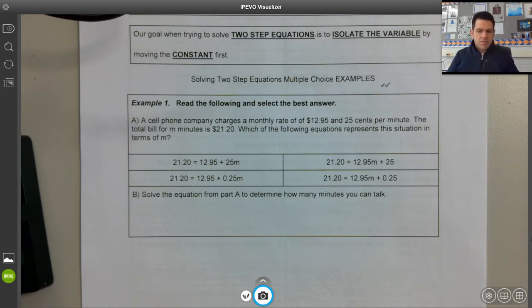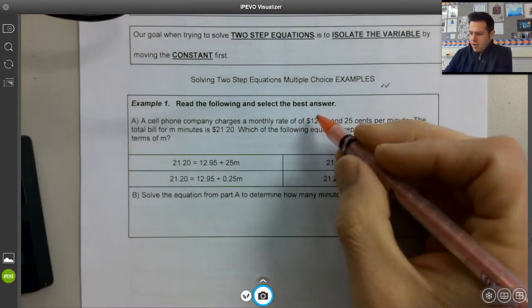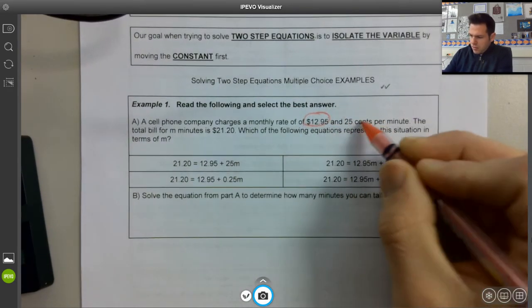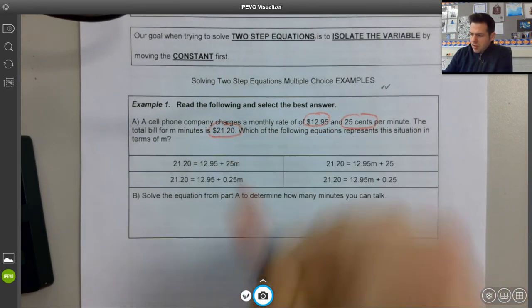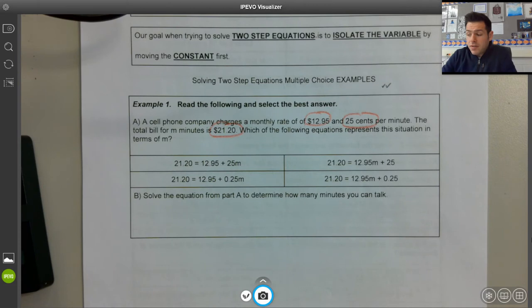For part B, it looks like we're going to solve the equation for part A and determine how many minutes you can talk. So a couple things to note here. It might not be a terrible thing to take note of the different numbers in this problem: $12.95, 25 cents per minute.